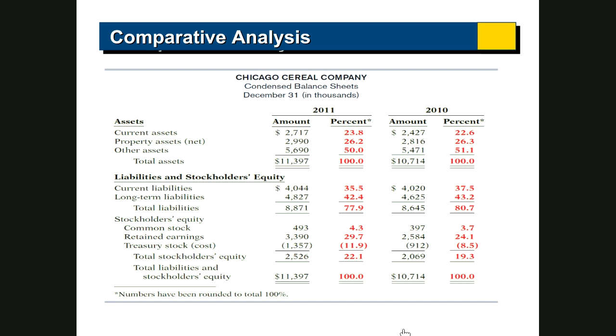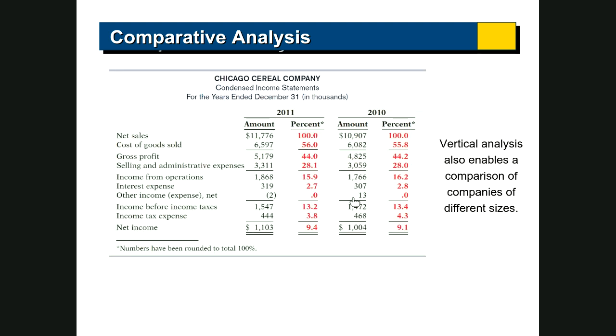In the income statement, the 100% number is the sales. So all numbers are calculated based on sales. So for example, your net income is 9.4% of sales, right? And here in 2010, your income was 9.1% of sales. Obviously, 2011 is better, yeah? 2011 is better.